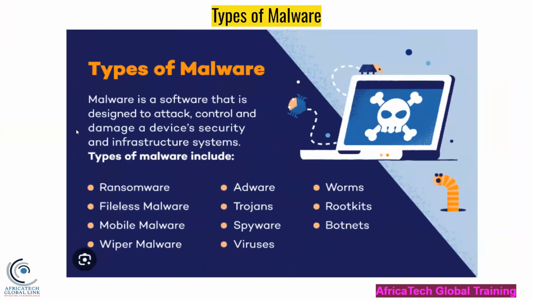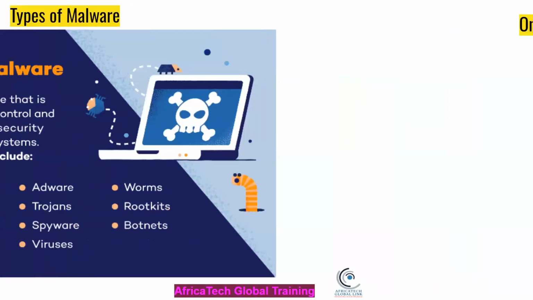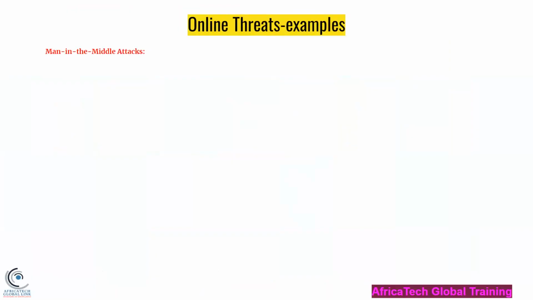So the types of malware, I said, it's software that is designed to attack, control, and damage a device, security, and infrastructure systems. We have ransomware, fileless malware, mobile malware, wiper malware, adware, Trojan, spyware, viruses, worms, rootkits, botnet. Those are just names, and it's just the way they did it that differs from the others. If you want to get more, you can just Google, and you will know more about worms.